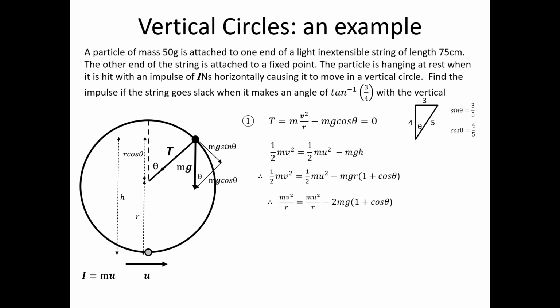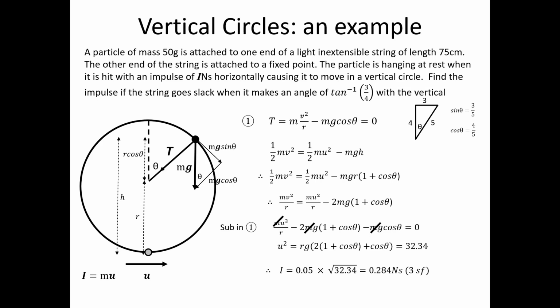We can rearrange that equation to get mv squared over r equals that thing on the right. And then we can replace this mv squared over r with that to get that. That's pretty messy, but as before, we can cancel out all our m's, then rearrange to get that. So u squared comes out as 32.34. You simply square root it, multiply it by the mass of the particle, 0.05 kilograms, and get that. The impulse is about 0.28 newton seconds.